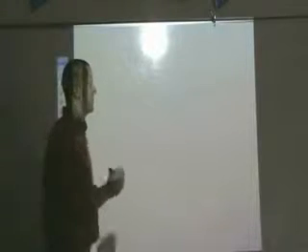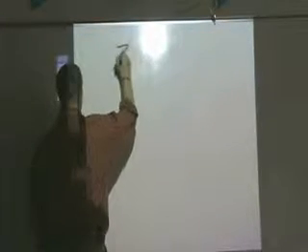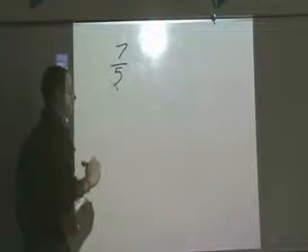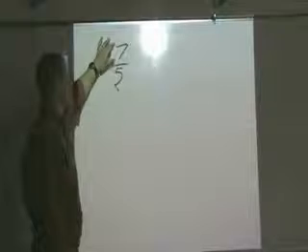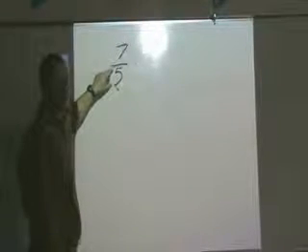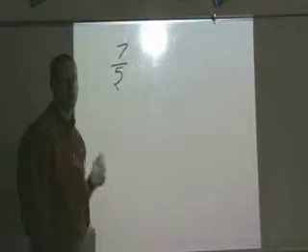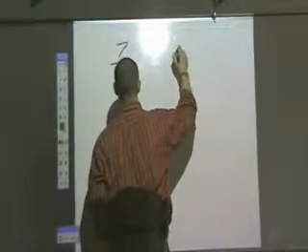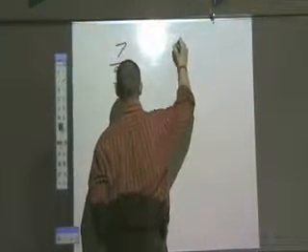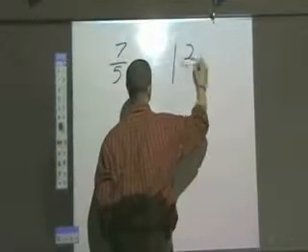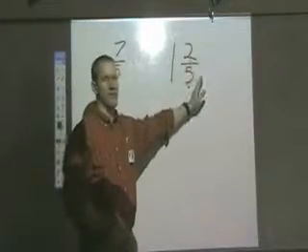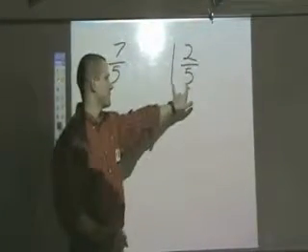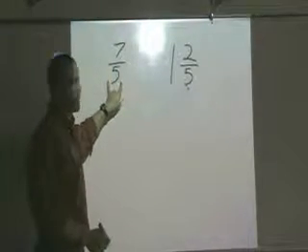But here's where the classifying comes into play. Okay? I told you we're going to work on improper fractions and mixed numbers today. Here's an improper fraction. If I were to have 7 over 5, that's an improper fraction. What makes it improper is that my numerator is bigger than my denominator. Here's what a mixed number is. A mixed number is when I have a whole number and a fraction. Okay? This is a mixed number. This is an improper fraction.